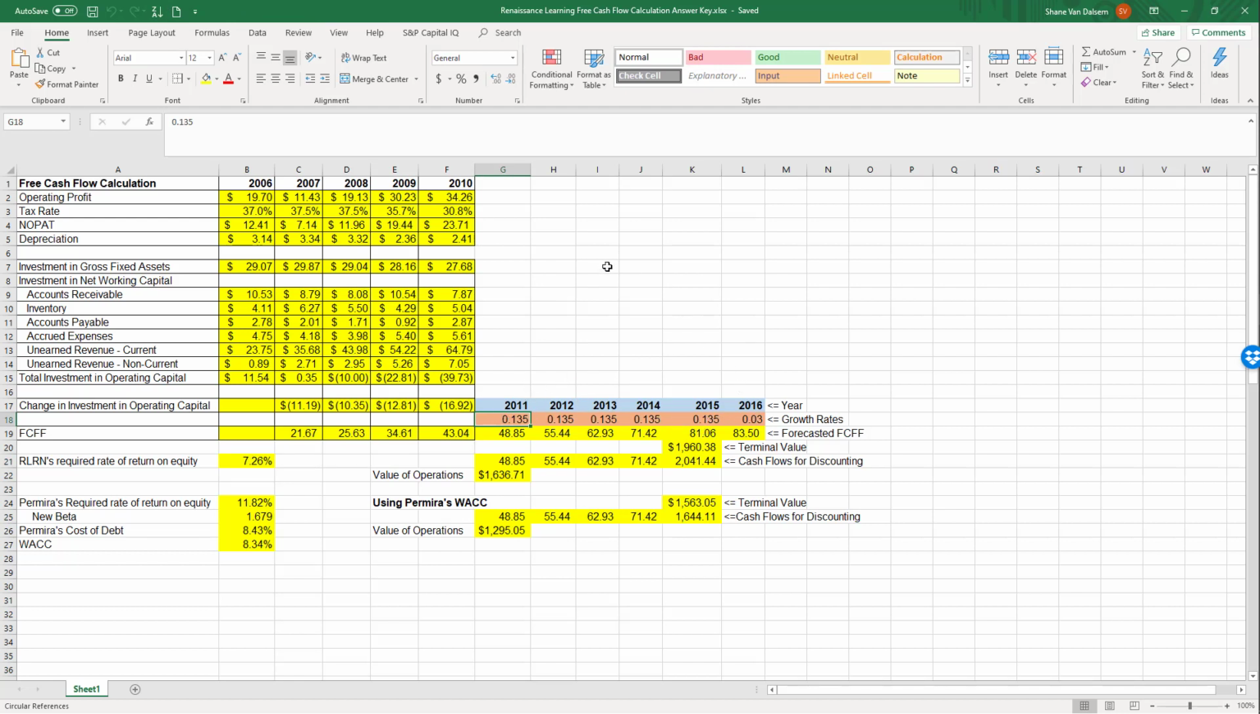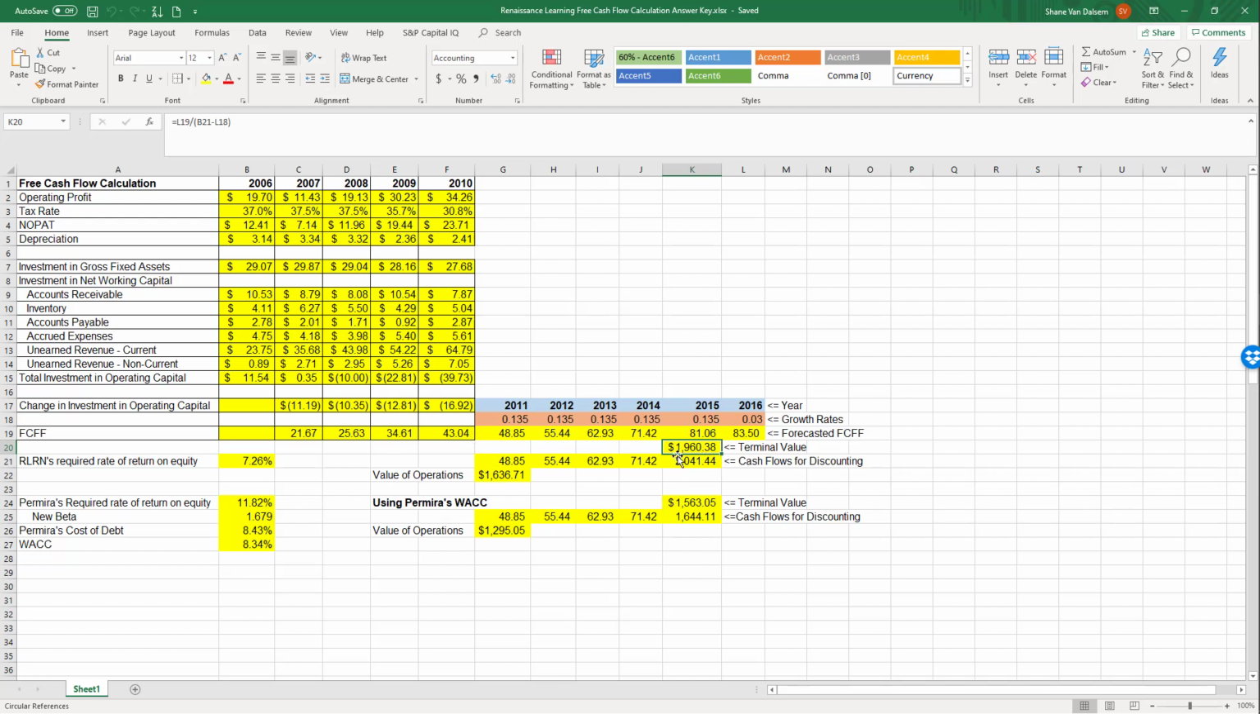The growth rates for the free cash flows were given in the questions, 13.5% per year for 5 years, and then growing at 3% thereafter. And that gives you a terminal value here of $1.96 billion, because these values are in millions of dollars. So for example, this is $48.85 million here.